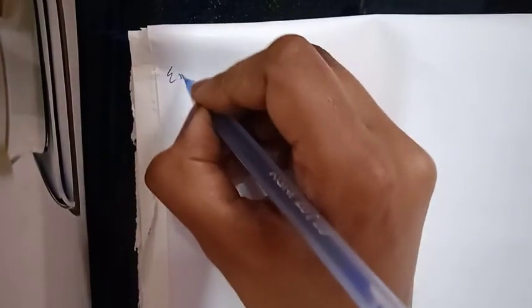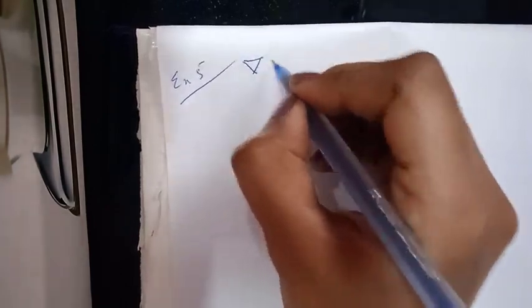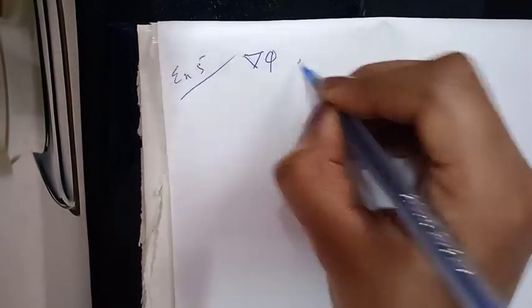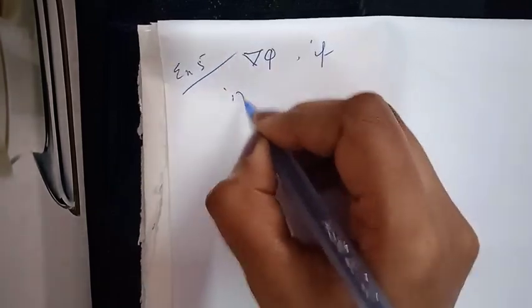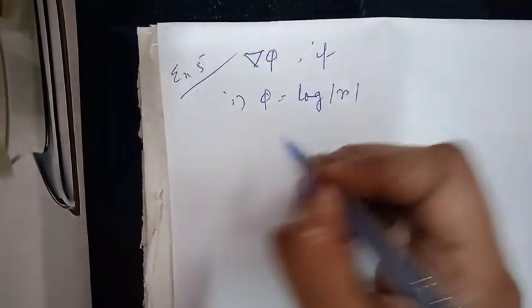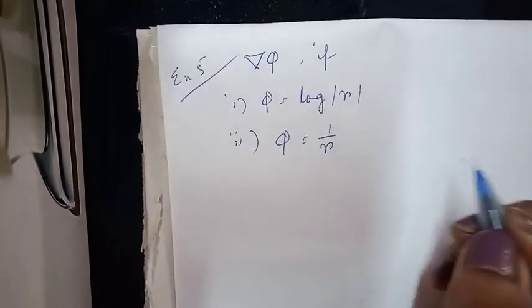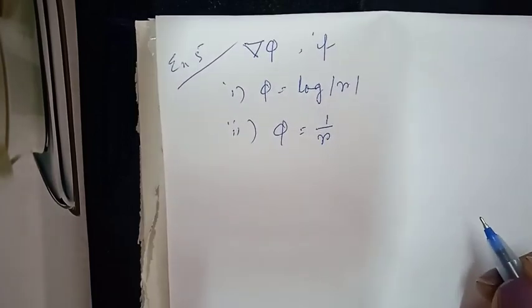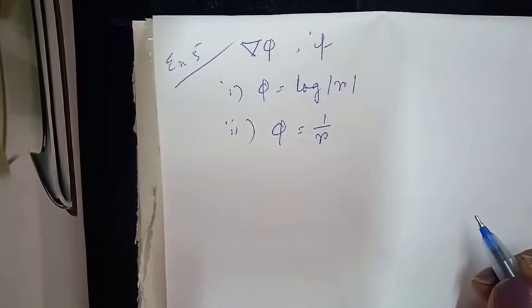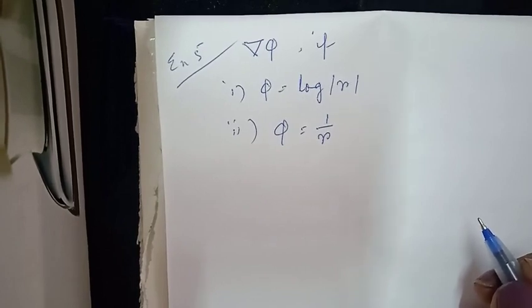Example 5. Find grad phi if number 1, phi equals log mod R, and number 2, phi equals 1 by R. Okay, so R is any arbitrary thing.